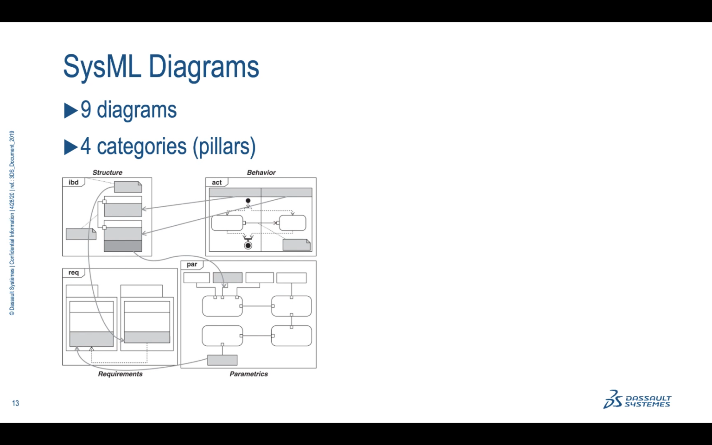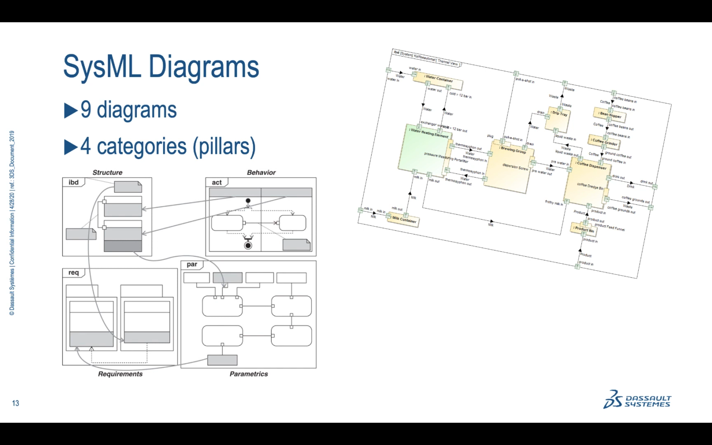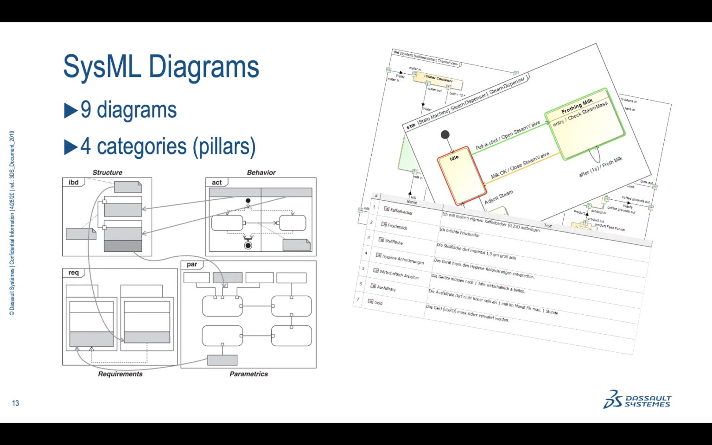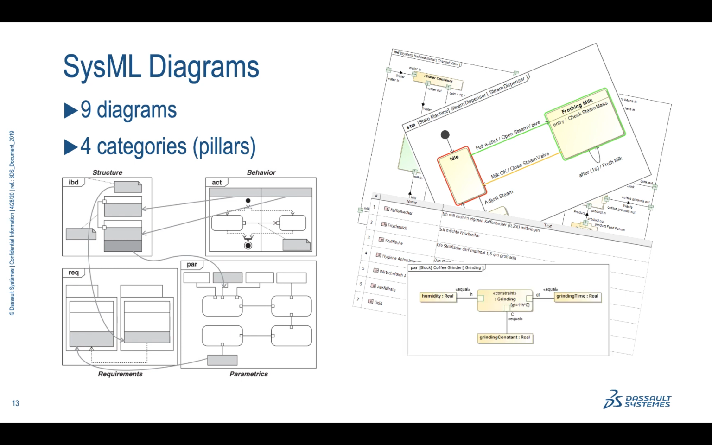The language consists of 9 types of diagrams, also categorized into 4 pillars. The pillars are structure, behavior, requirements, and parametrics. Let's look into some of the diagrams: the internal block diagram, the state chart to define the life cycle of the block, requirements, in this case captured in a tabular view, which is also part of the standard, and parametrics, which is used for mathematical calculations.